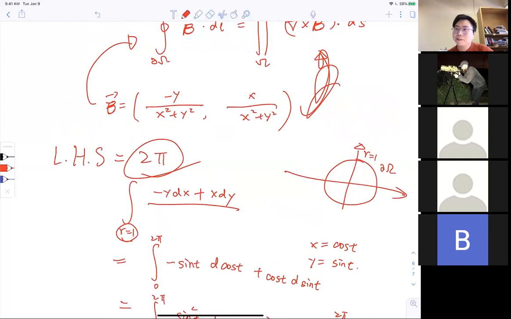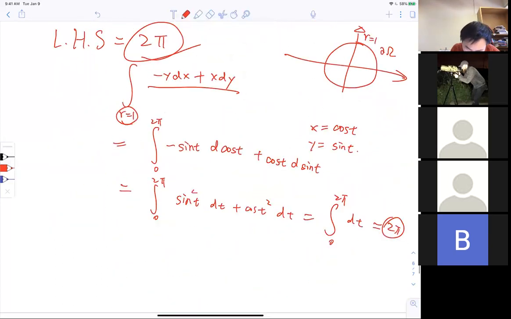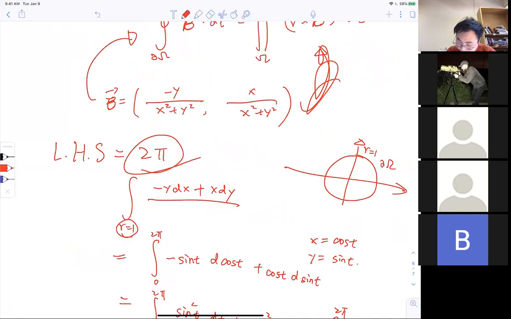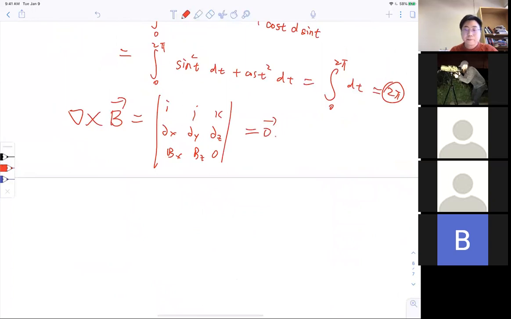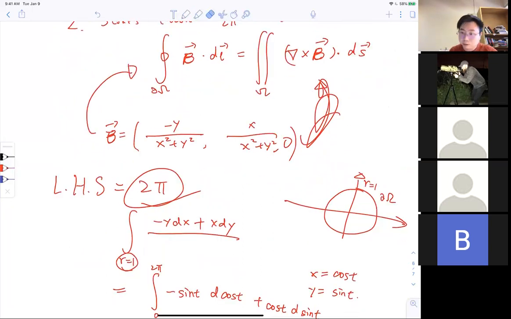However, similar to what we had before, you can take the curl of this magnetic field. Do the naive calculation: determinant of i, j, k; partial x, partial y, partial z; Bx, By, Bz. Bz here is 0, because it's a 2-dimensional vector. Then you get 0. Basically, if you plug in, you get 2 pi equal to 0. This makes no sense. This is similarly because there's a singularity at the origin.